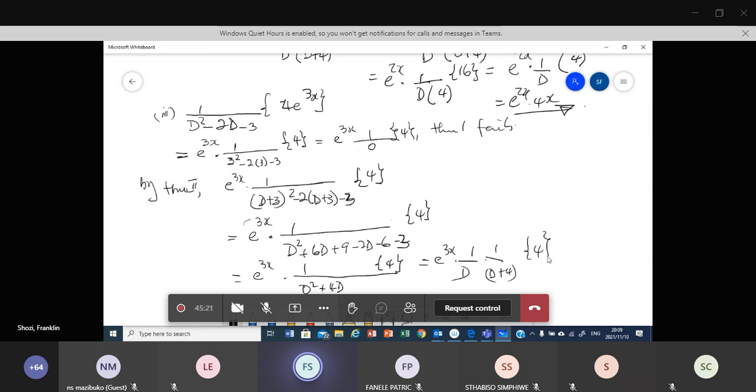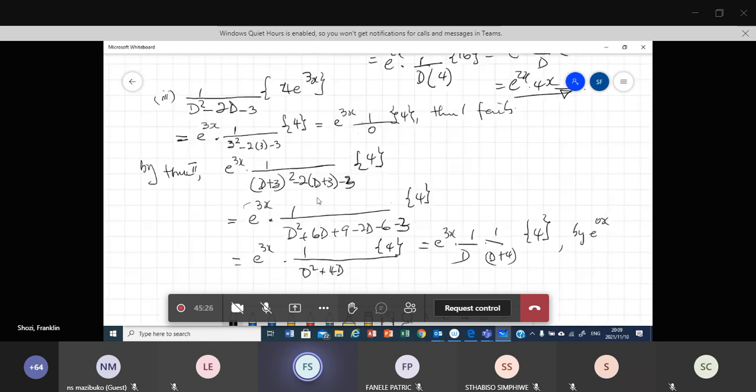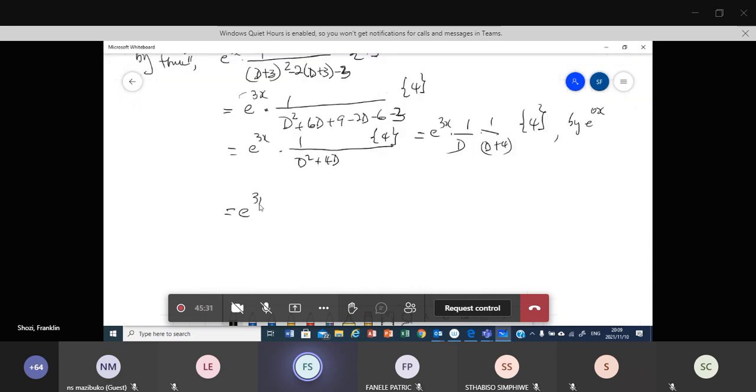We result by e to the power 0x here, theorem case 1, but not on 1 over d. That gives us e to the power 3x, 1 over d will be left with 1 over 4 and 4 there by case 1. That gives us e to the power 3x, 1 over d. Everything that we are going to remain with is just 1. What is the integral of 1 with respect to x? It's x. So it's e to the power 3x times x, or x e to the power 3x is your final answer.